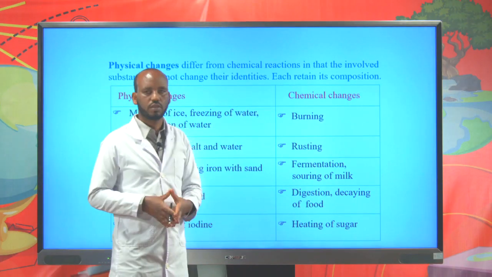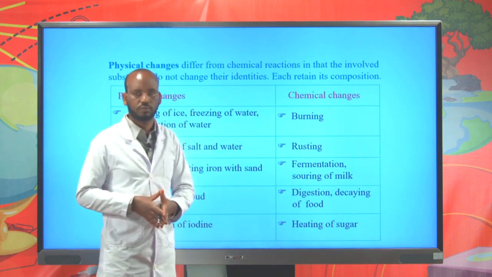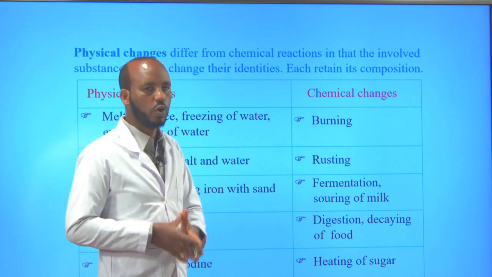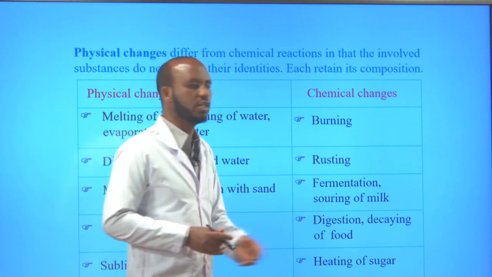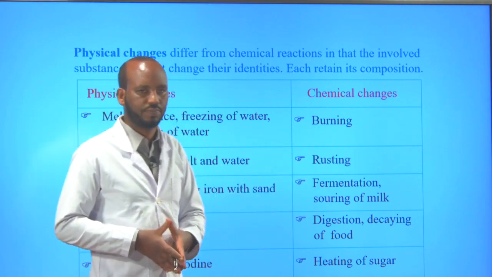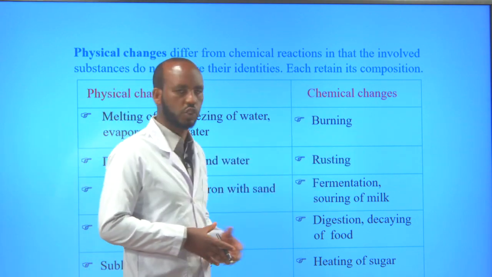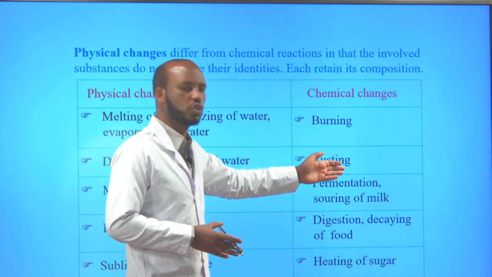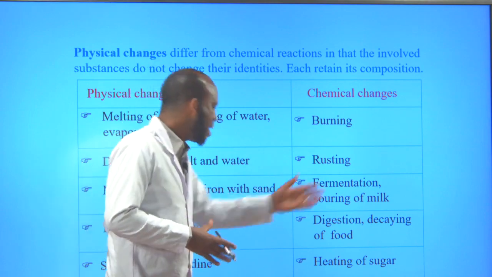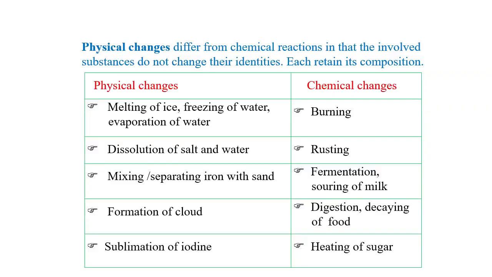Chemical changes: oxidation of substance, for example burning, rusting. We know that water and oxygen jointly oxidize iron and convert it into rust, which is an example of chemical change. It is a chemical process, a chemical reaction. Fermentation, souring of milk, digestion, decaying of food, and heating of sugar are examples of chemical changes.